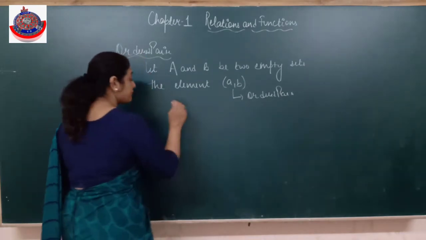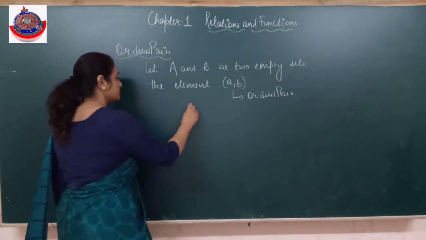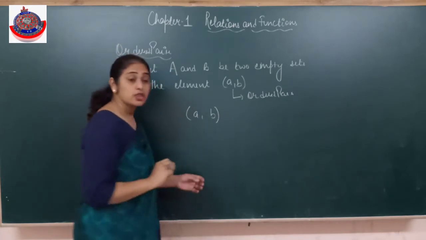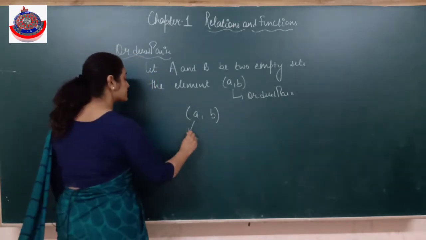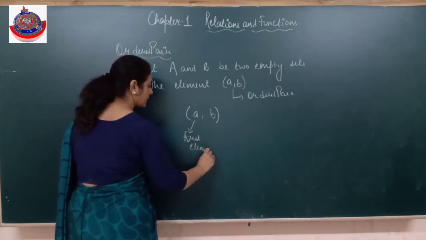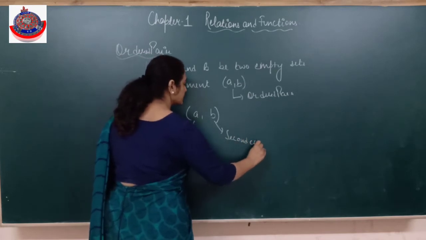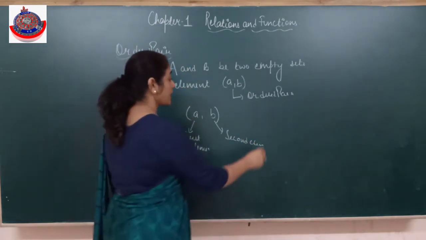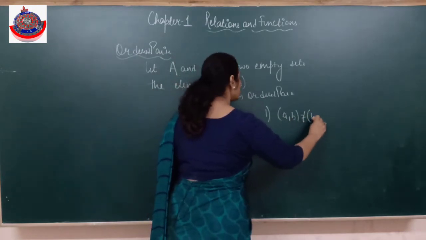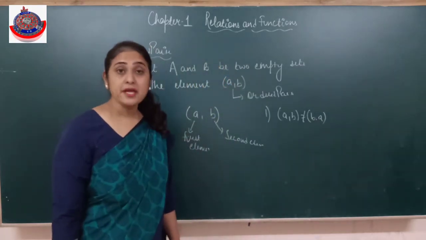So when I say ordered pair, pair means two. Order means the order is very important. This is the first element and this is the second element. The order is important. That's why the ordered pair (a, b) is not equal to the ordered pair (b, a).